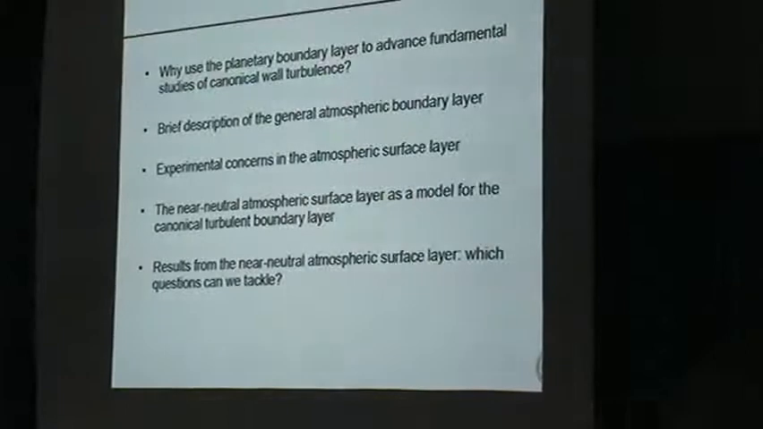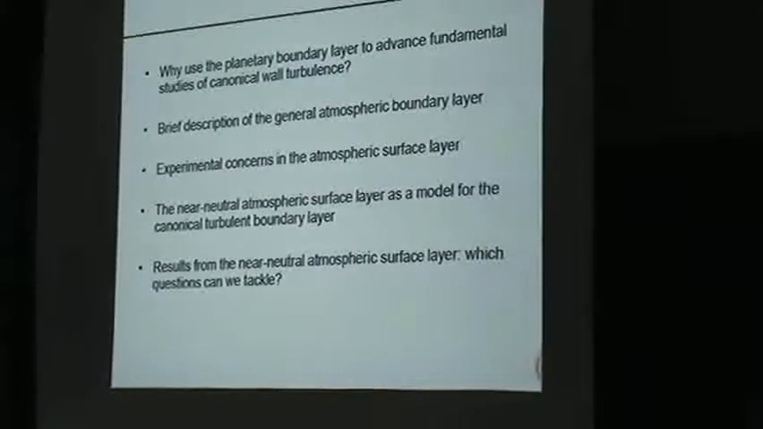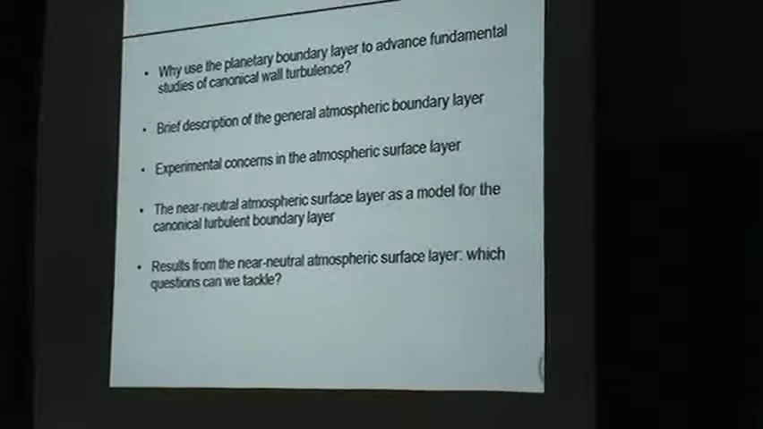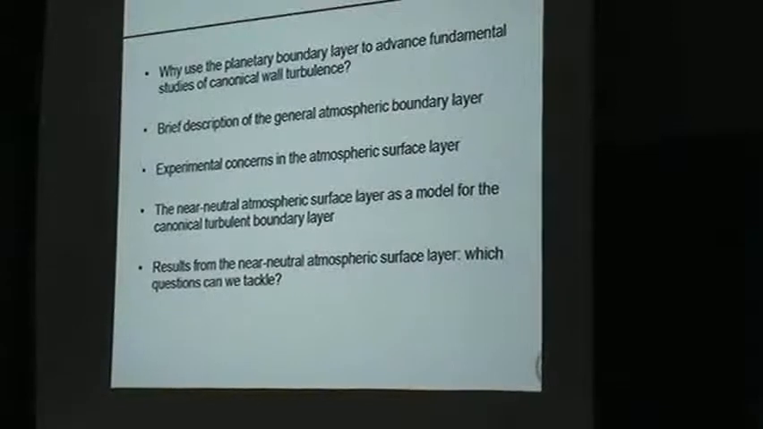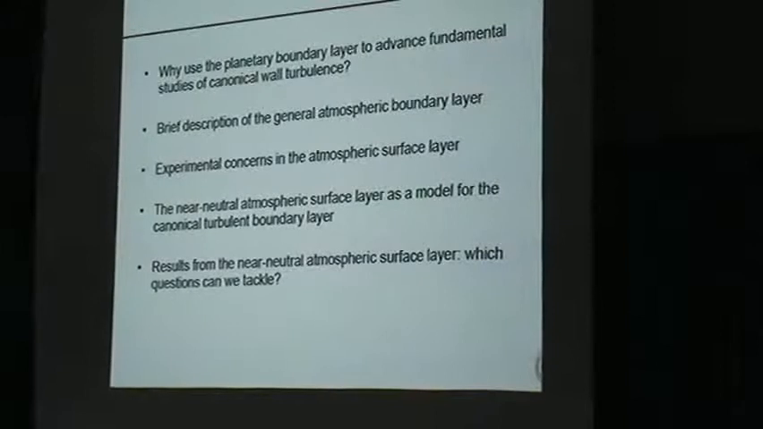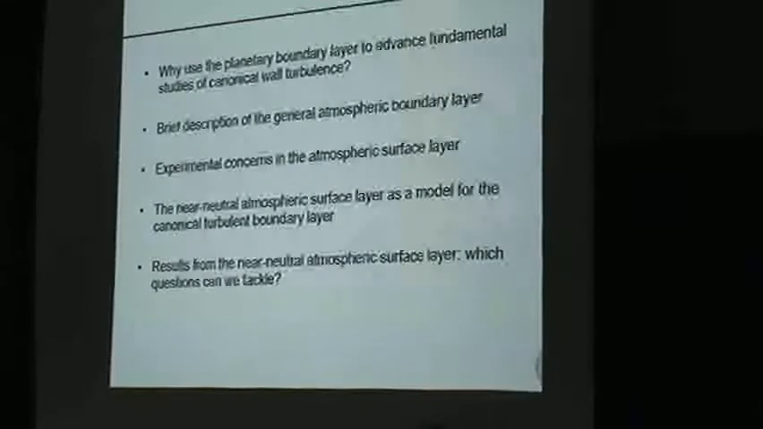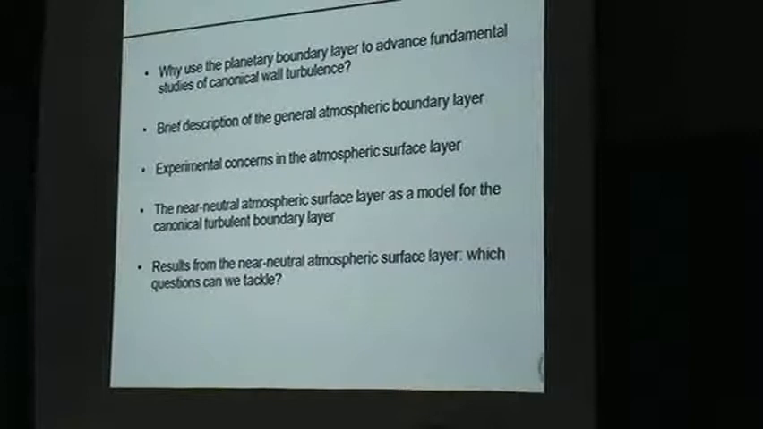So, an outline. Why would one go and do this? The experiments are not simple. As I said, there are some limitations. What is the connection between the planetary bound layer, the surface layer, and some of the wonderful facilities that we'll see here, I think this afternoon, and some of the simulation results that you get?